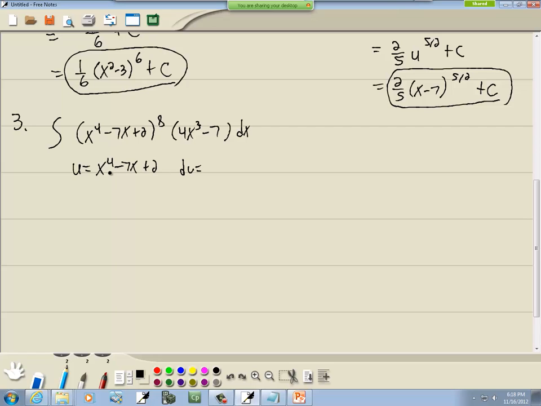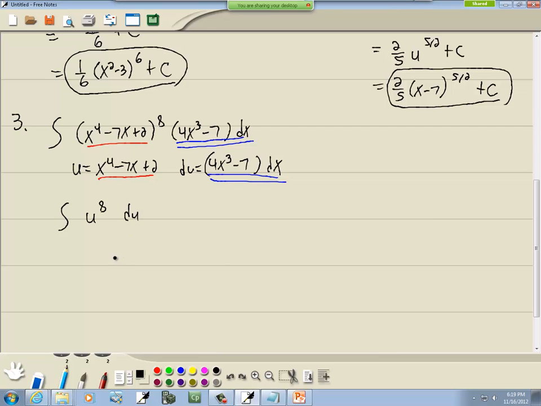Now the derivative of that would be 4x to the 3rd minus 7. Remember, you take your power, put it out in front, lower it by 1. And then we have to add on our dx. So this x to the 4th minus 7x plus 2 gets replaced by u. So this will be u to the 8th. This 4x to the 3rd minus 7 dx and this 4x to the 3rd minus 7 dx match. So we're going to replace this with du.